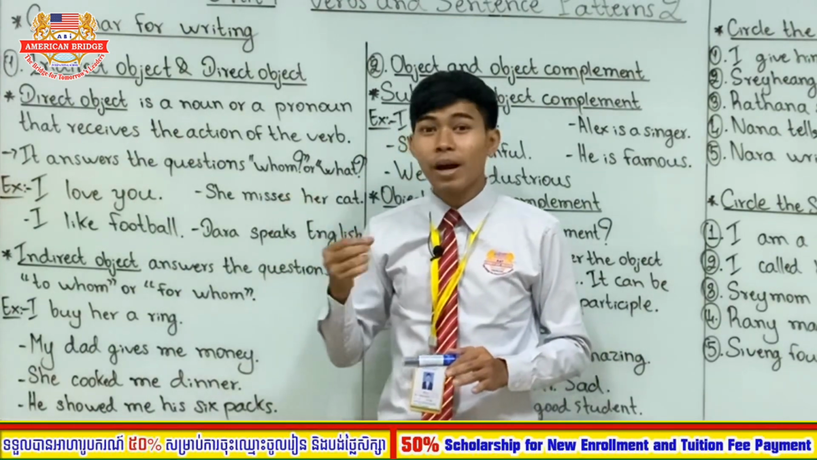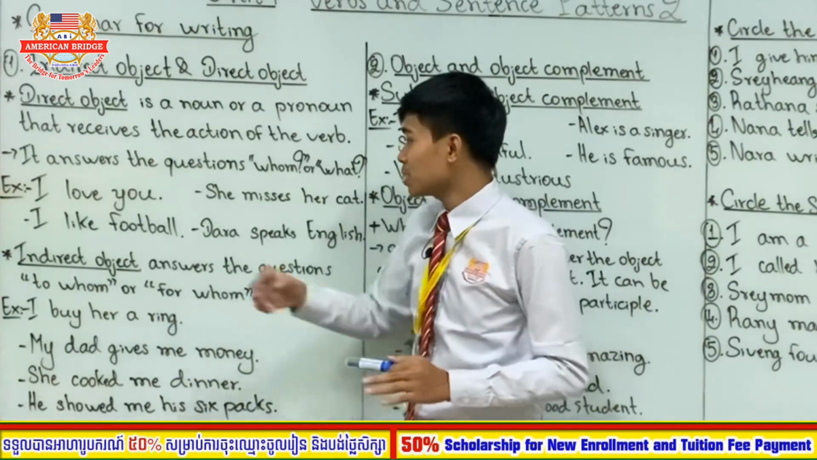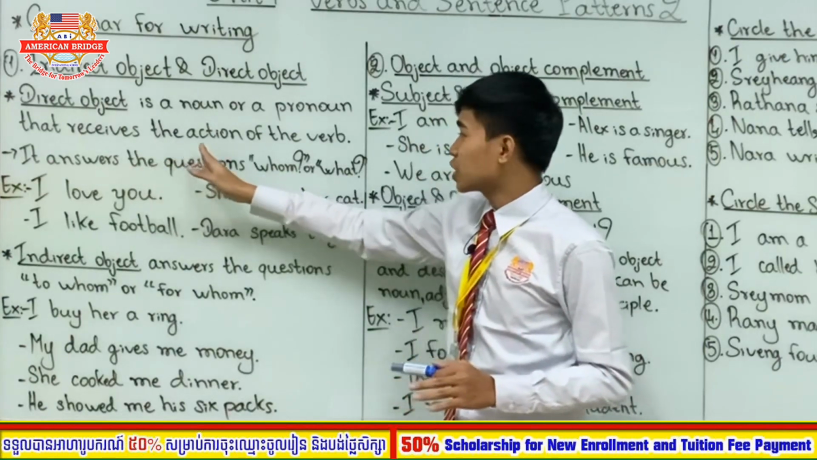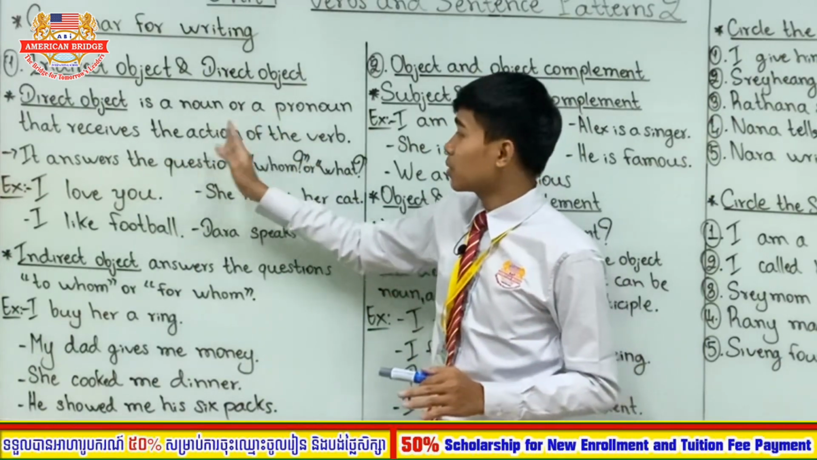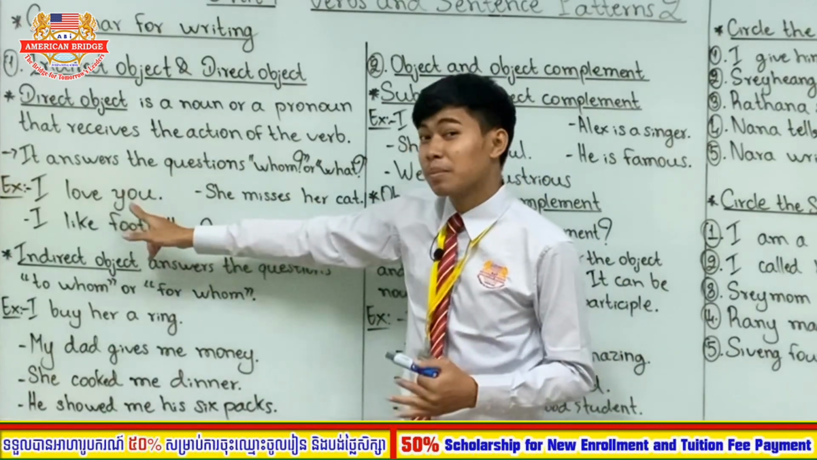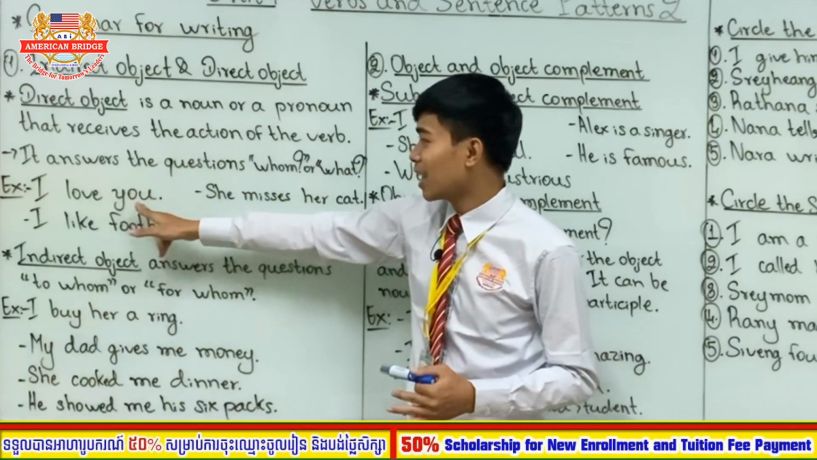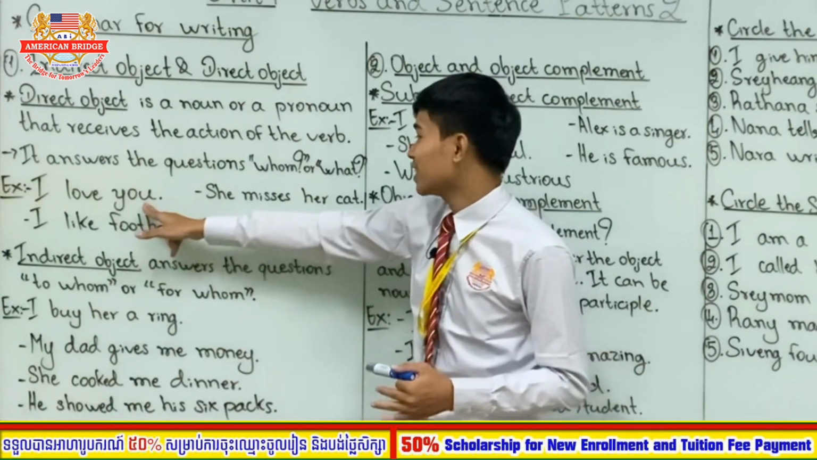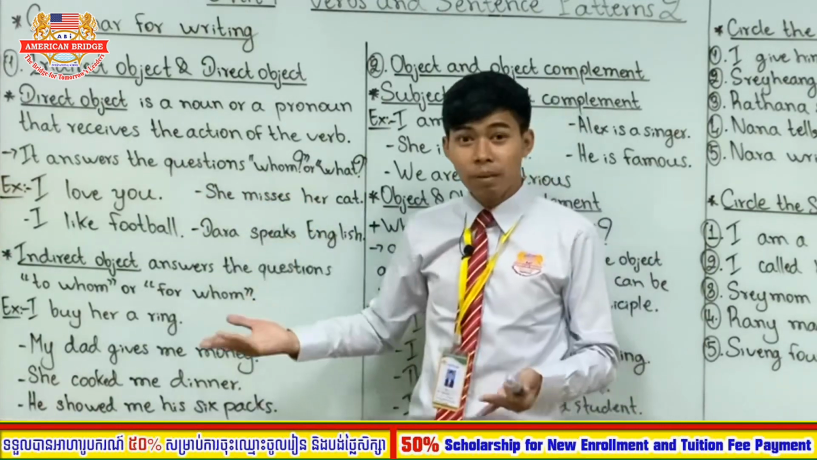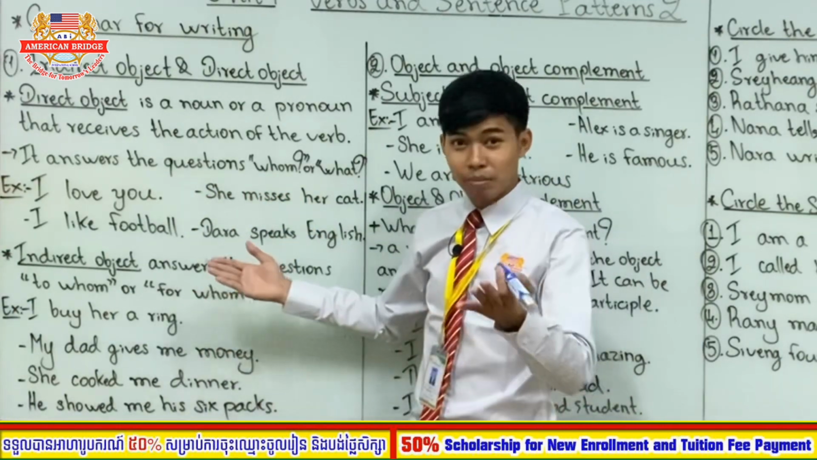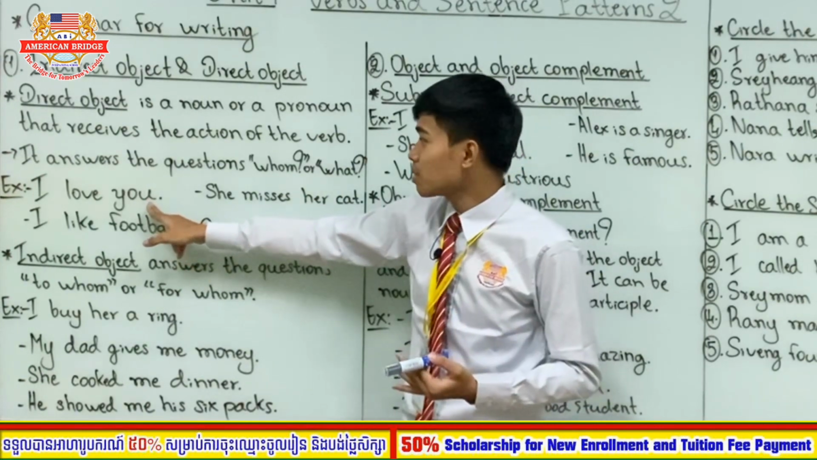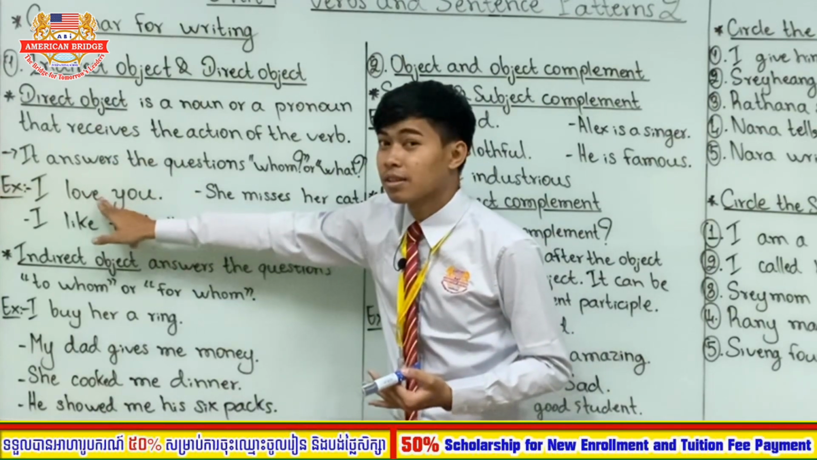Why do I say that it is a direct object? Because direct object is a noun or pronoun that receives the action of the verb. Here it receives the action I love. I love who? I love you, right? So you here is a direct object. It answers the questions whom or what. So I love whom? I love you. So you here is a direct object because it receives the action love.